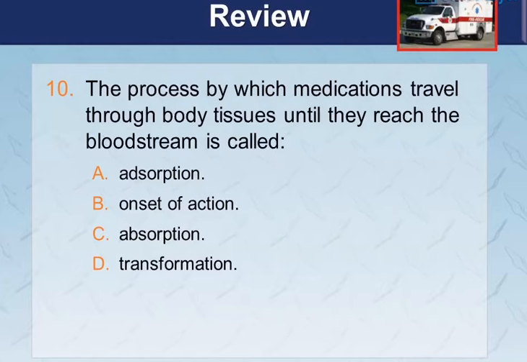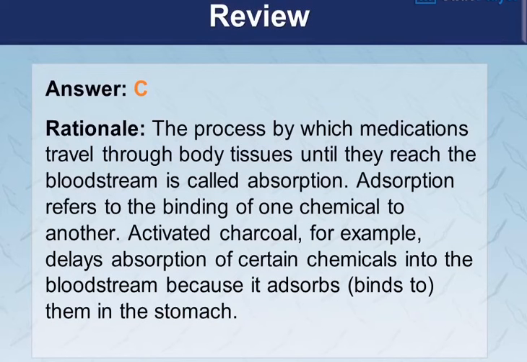Review: the process by which medications travel through body tissues until they reach the bloodstream is called adsorption, onset of action, absorption, transformation. Review. Answer: C. Rationale: the process by which medications travel through body tissues until they reach the bloodstream is called absorption. Adsorption refers to the binding of one chemical to another. Activated charcoal, for example, delays absorption of certain chemicals into the bloodstream because it binds to them in the stomach.